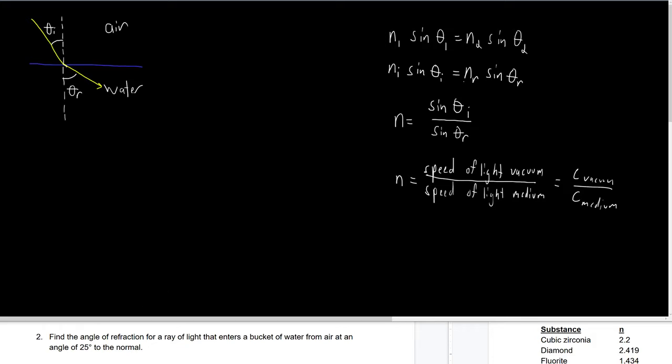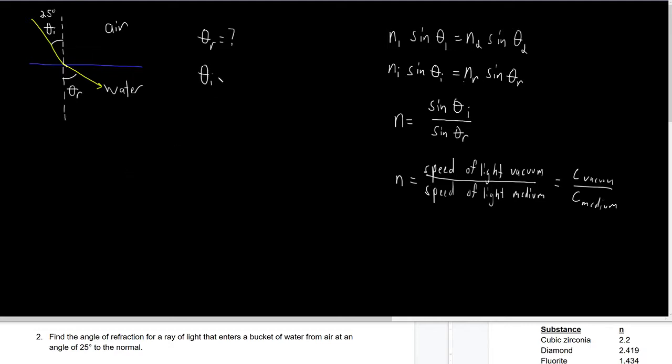So down here in question 2, let's jump into the practice problem. Find the angle of refraction. Let's start writing down what I know. What I'm looking for is the angle of refraction. A ray of light enters a bucket of water from air, at an angle of 25 degrees to the normal. Since it's starting in the air, our incidence angle is 25 degrees.